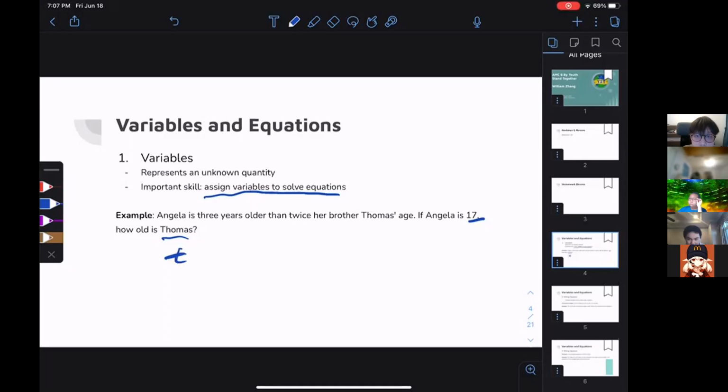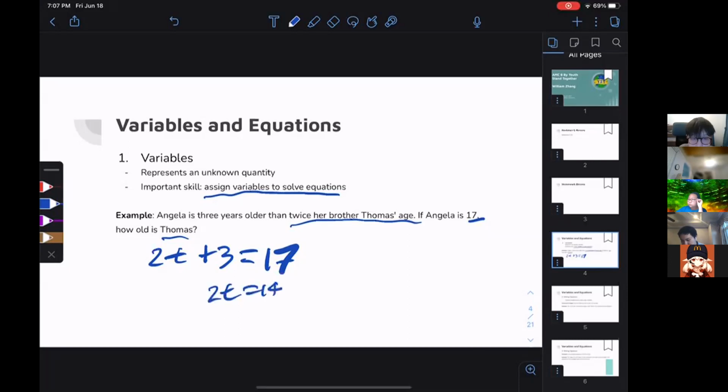And so we can write an equation based on this. The information we're given is Angela is 3 years older than twice her brother Thomas's age. So first we have twice Thomas's age, and then we add 3 more to that. And then we're also given that Angela is 17 years old. And so now, as many of you probably did, maybe mentally even, you can quickly solve this to get 2t is equal to 14 and t is equal to 7. So Thomas should be 7 years old right now when Angela's 17.